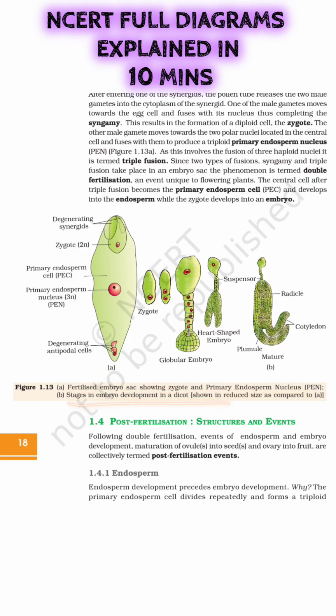Second case is stages in embryo development in a dicot, shown in reduced size as compared to A. Okay, you can see the zygote. Next stage, later you can see the globular embryo, the heart-shaped embryo, you can see the suspensor being developed there, okay, then you can see the plumule and the cotyledon here with the radicle.